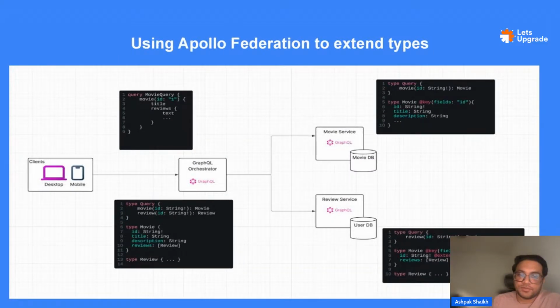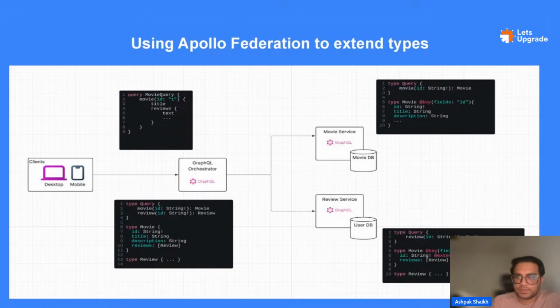But this part is slightly more complicated. Let's imagine a movie service and a review service. I think I didn't update the DB, but assume that the movie service is dealing with the movie DB and the review service is dealing with the review database, which are different databases and different microservices altogether.